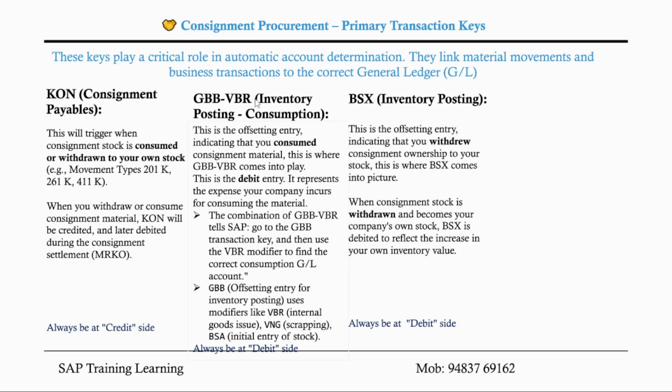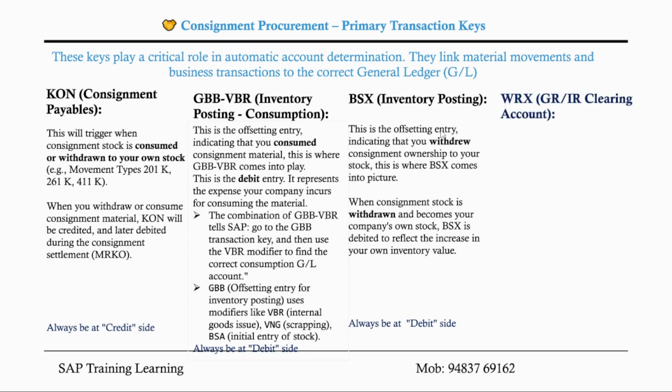Whenever in SAP inventory consumption is happening, GBB VBR will come. Whenever in SAP consignment stock has come, the KON account will be triggered. When consignment stock is withdrawn and becomes your company's own stock, BSX is debited to reflect the increase in your own inventory value. That's the reason it is an offsetting entry.